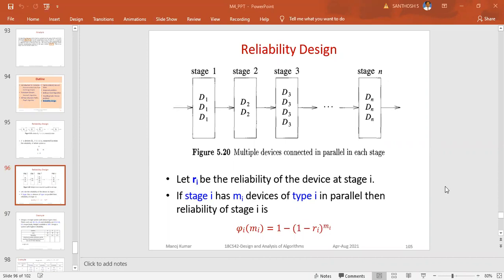Then the reliability is given as Φi(mi) equals 1 minus (1 minus Ri) to the power mi. So if stage 1 has m1, m2, m3, totally it is 3 devices of type 1. Then the reliability of the design is Φi(mi) equals 1 minus (1 minus Ri) to the power mi.